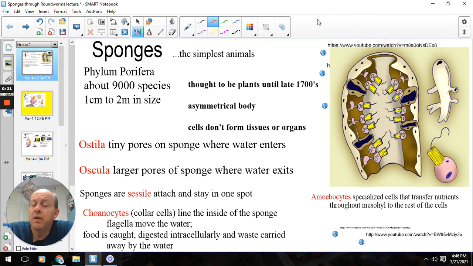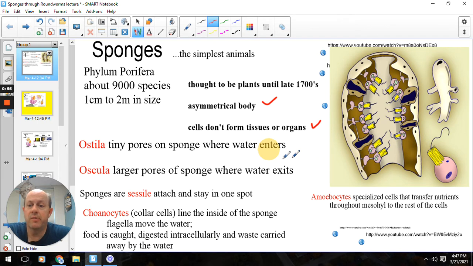But we now know that they are animals, and there's about 9,000-ish species, anywhere from 1 centimeter to about 2 meters in size. Some of the key features of sponges is they have an asymmetrical body. So that means they do not have a body plan, and they're not bilateral, and they're not radial. And then also, their cells do not really work together to form tissues or organs. And so that is going to be some key features as to how sponges can then interact with their environment.